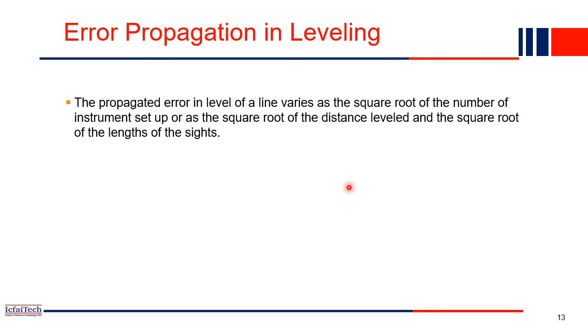If you take the measurement for a smaller length, the error will also be less. This is also the square root of the distance leveled, and the third one is the square root of the length of the sight. So that is how, with these three parameters, the errors will be propagated, and our main objective will be to try to mitigate those errors.